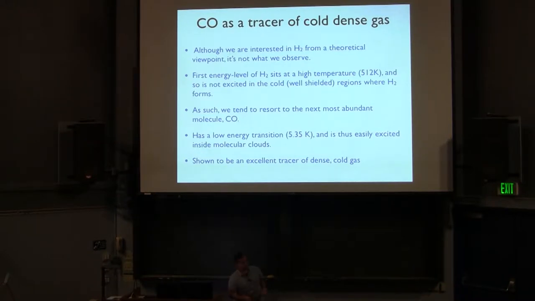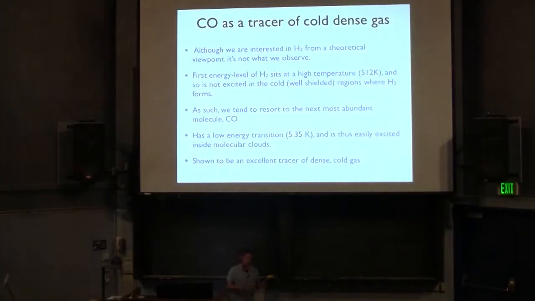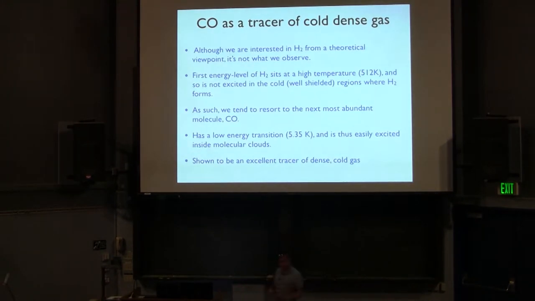Theoretically, we're interested in H2, right? We want to know where it forms and how it forms in galaxies, because that can help constrain some of our theories. Now, we heard yesterday that it's very difficult to see H2 and you don't tend to use it as a tracer of gas. People normally attribute this to the fact that H2 has no dipole. That's part of the issue.